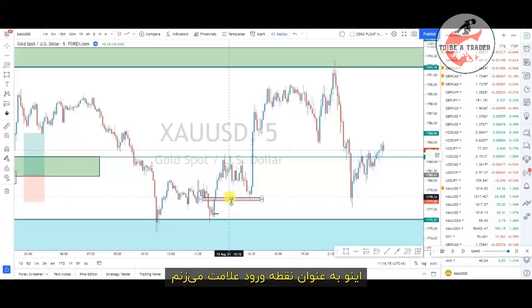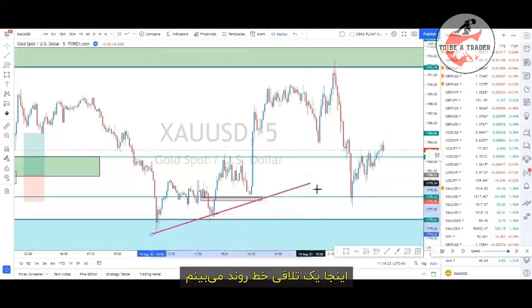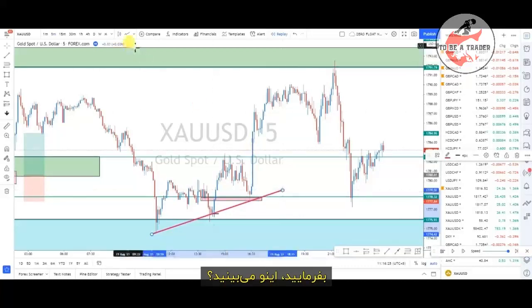I'm gonna mark this as an entry point. So we have the low, high, lower low, higher high. Okay, and then here I can see there's a confluence trend line. There we go. You see this, guys? See? Okay.